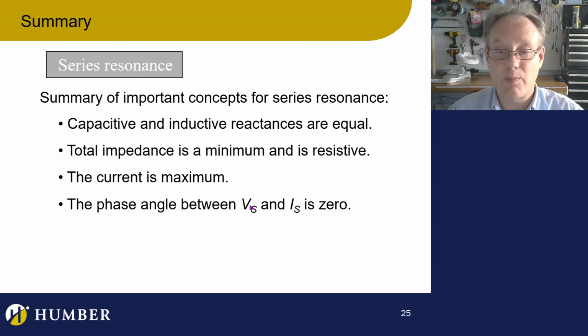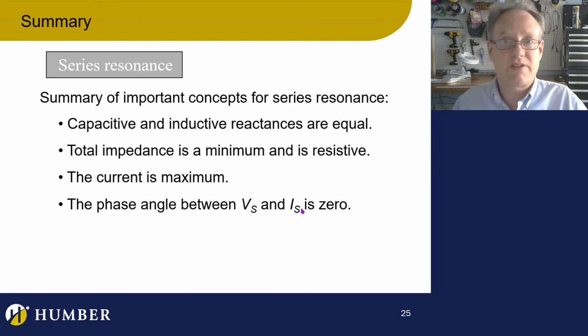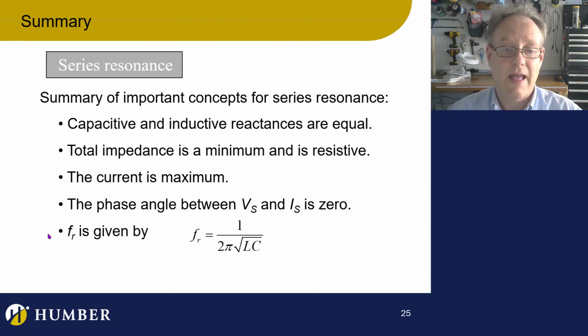Now the phase angle between Vs and Is is 0. Nothing's out of phase. Voltage and current are now on the same line. There's no phase angle at all. And we know that to calculate that, we're going to use this formula. And that's all you guys have to know. The only thing really that we've learned is this whole resonance thing. Everything else hasn't really changed very much.